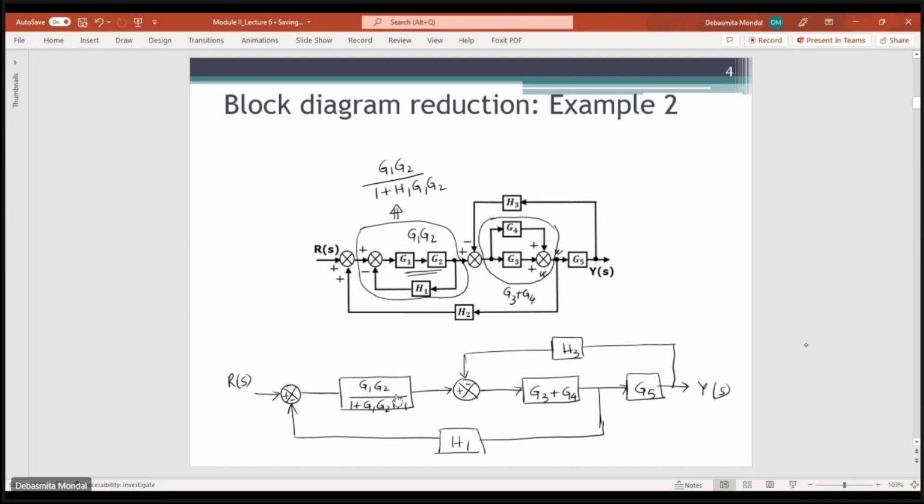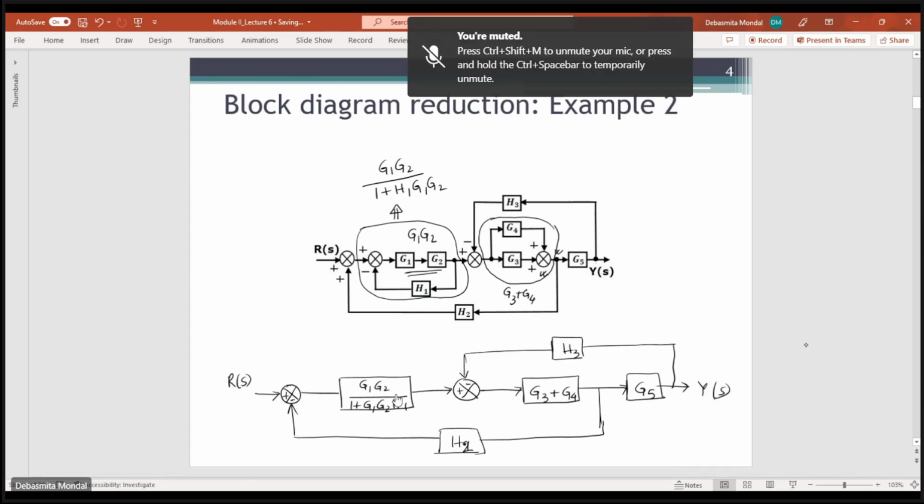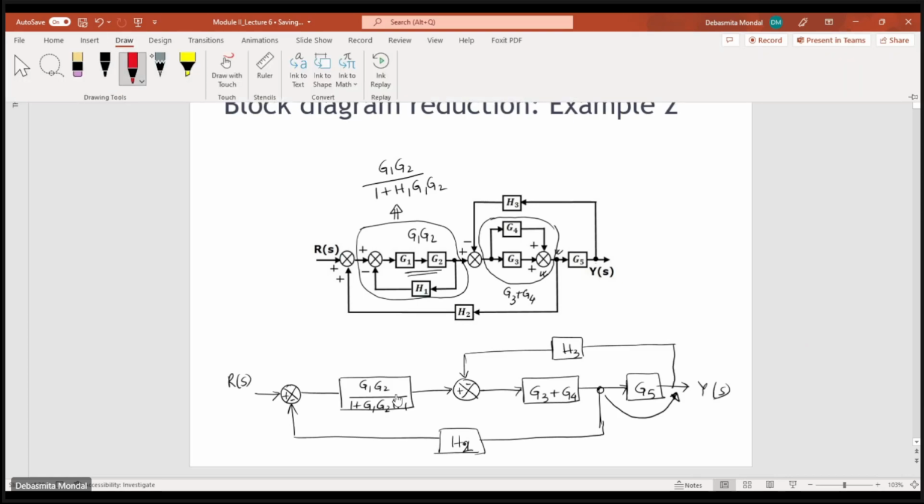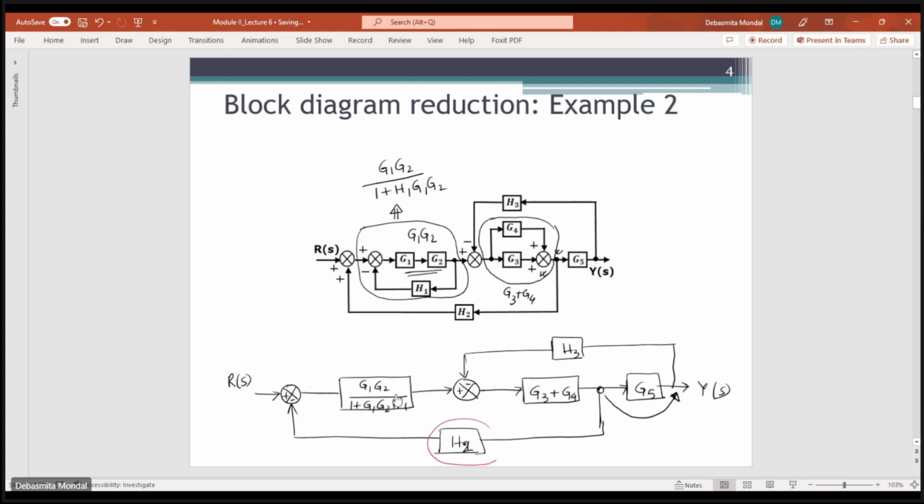So this is what you have now, right? Ma'am, H2, ma'am. Oh, sorry, H2, yeah. So this is what you have right now. Ma'am, the H2 takeoff point, we can keep it after G5. Yes, you can move this takeoff point after G5. If you move this, then what will happen here? Ma'am, it will become H2 by G5. Yeah, now this one will be replaced by H2 by G5. Good. So now this point has moved here.